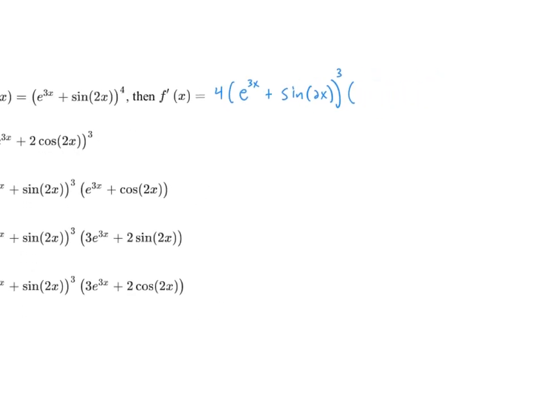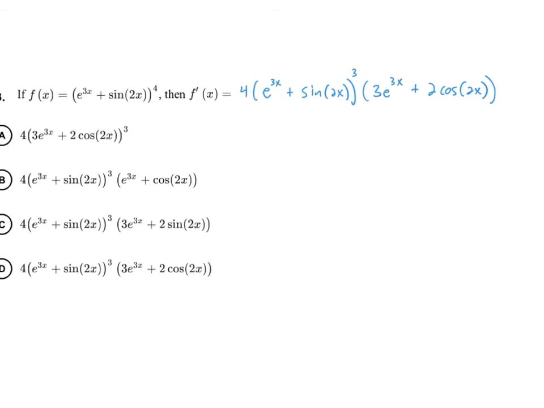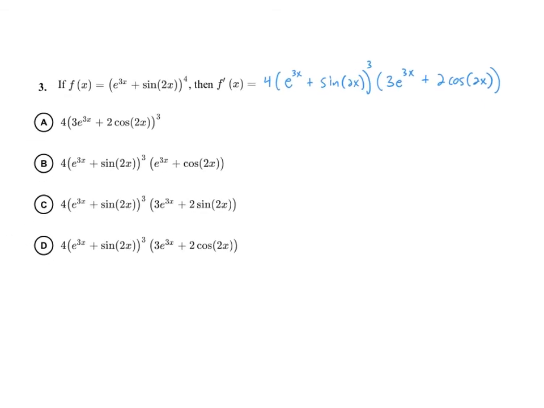Okay. So the derivative of e to the 3x is 3e to the 3x, and the derivative of sine 2x is 2 cosine 2x. And so that's it. So that should be B, I guess. Yeah, that's choice B.